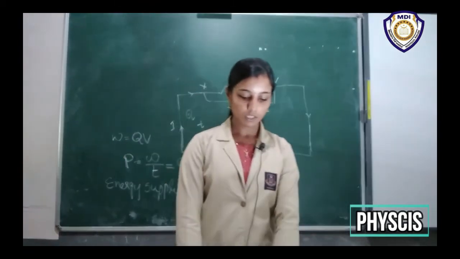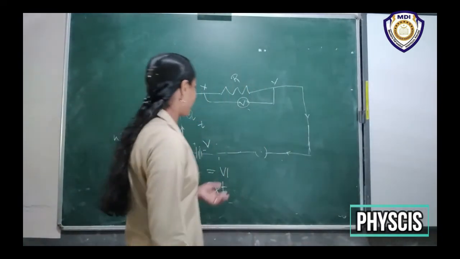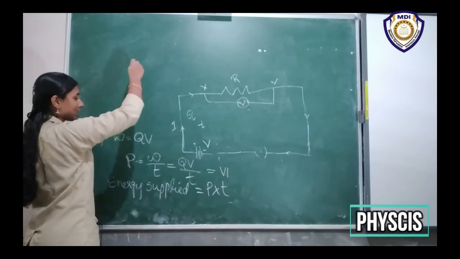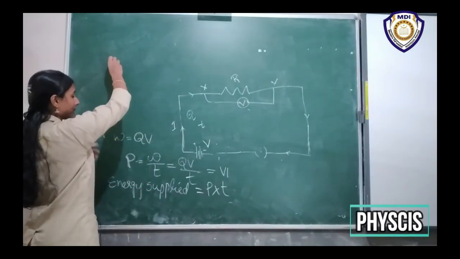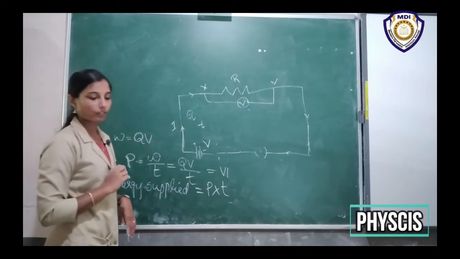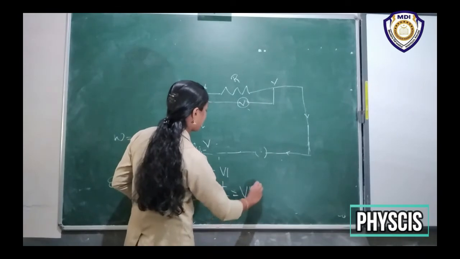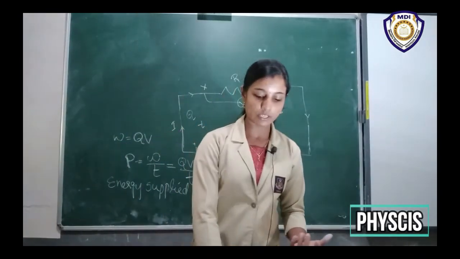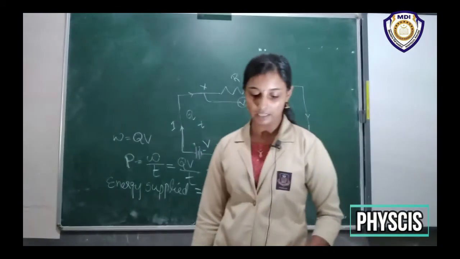And now we know what P is. P is equal to VI. So the energy supplied by the source in a time T we get as VIT.